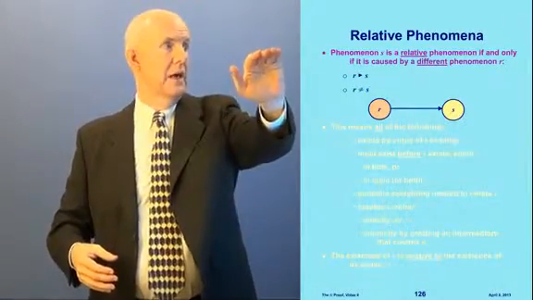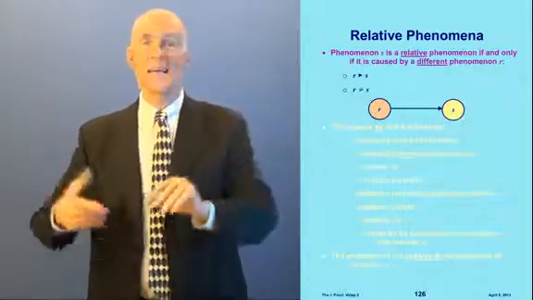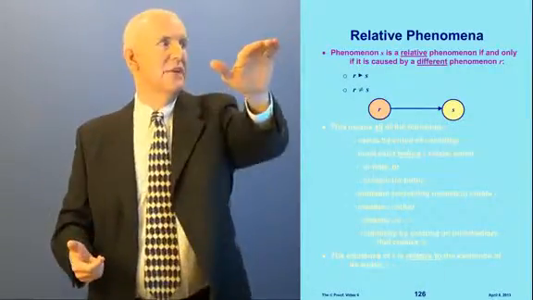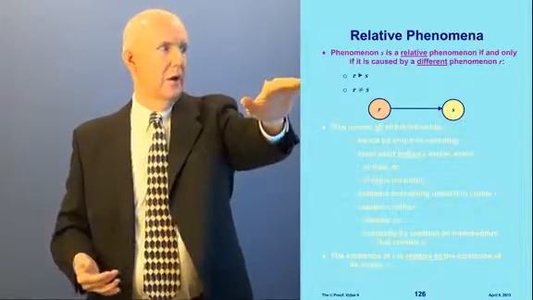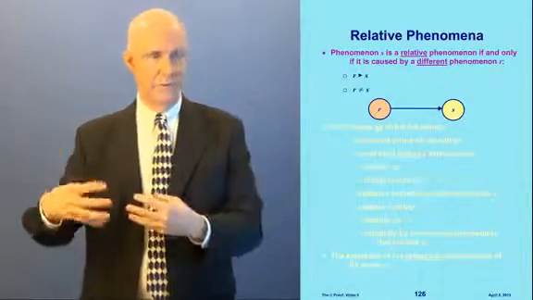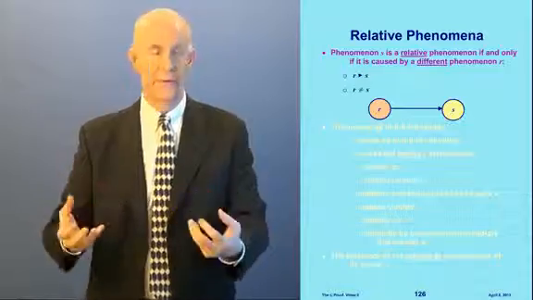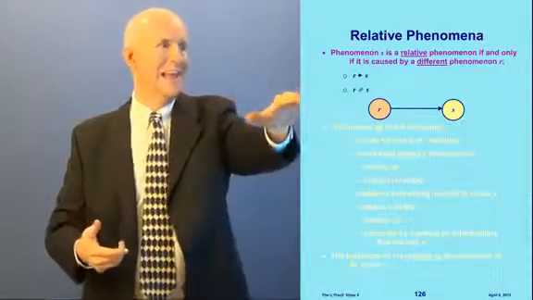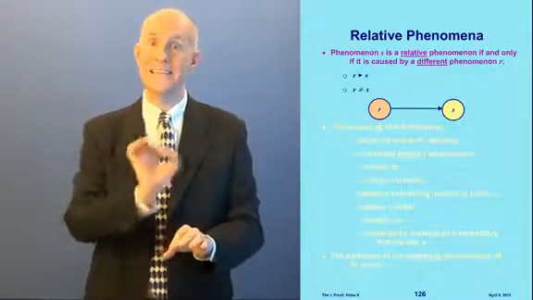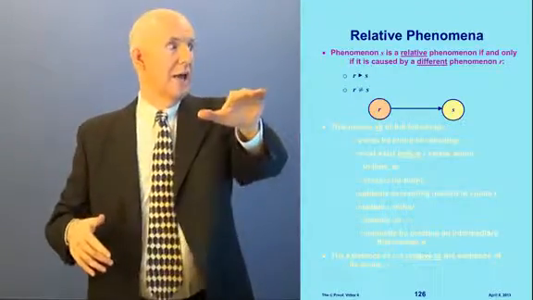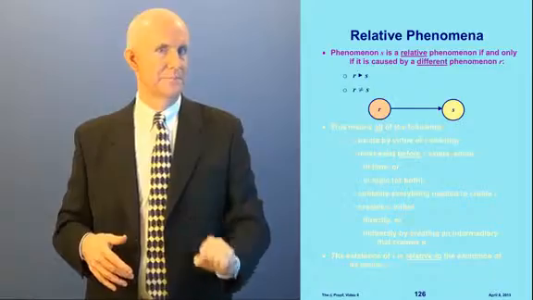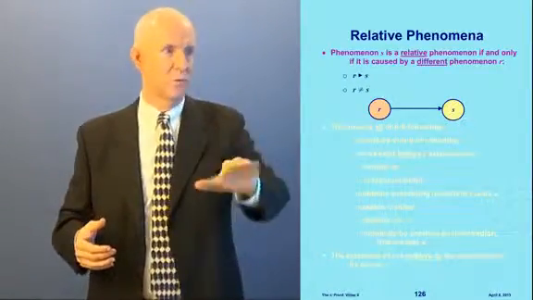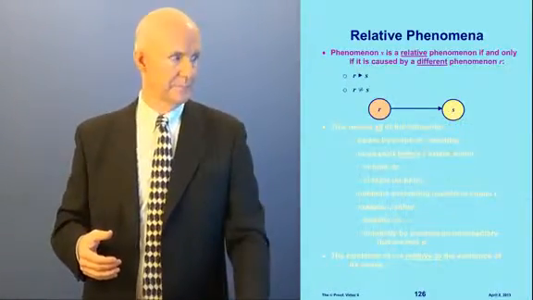So like I said, a phenomenon S is a relative phenomenon if and only if it is caused by a different phenomenon R. So here we have the diagram that I just showed you. Look at the orange and the yellow. Now I put R and S in them. So R causes S, and very importantly, R does not equal S. That makes S a relative phenomenon. Don't know about R, but S is a relative phenomenon based on this.